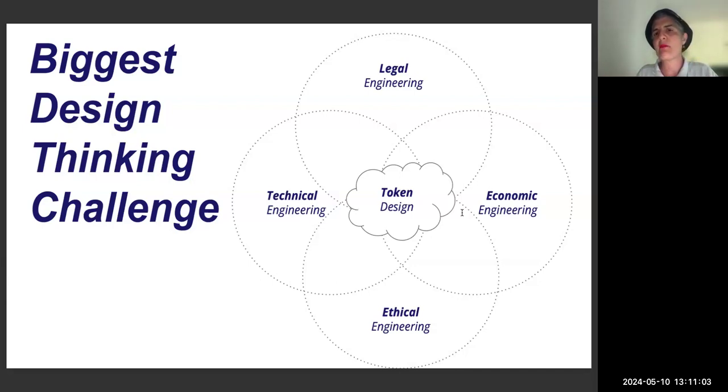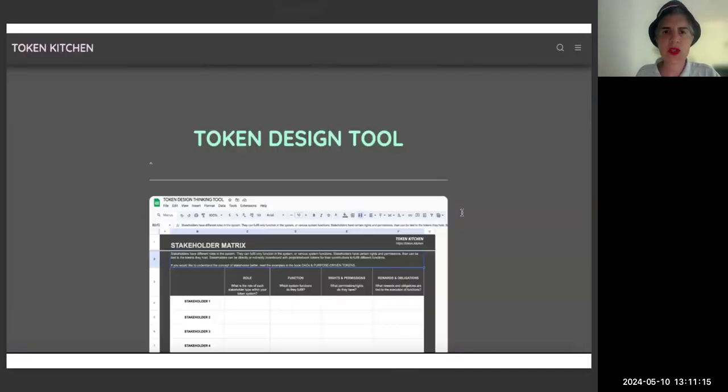And while it might seem most intuitive to start with the legal questions or the technical questions, they are, in my opinion, the last questions we have to ask ourselves. So yes, as I said, this was my motivation to come up with this design thinking framework.